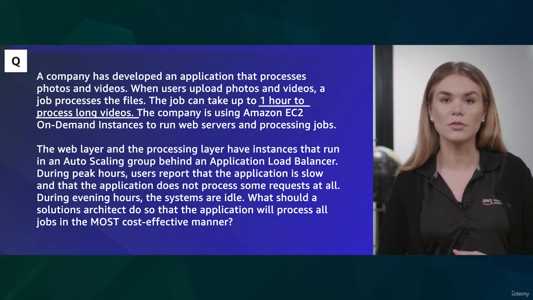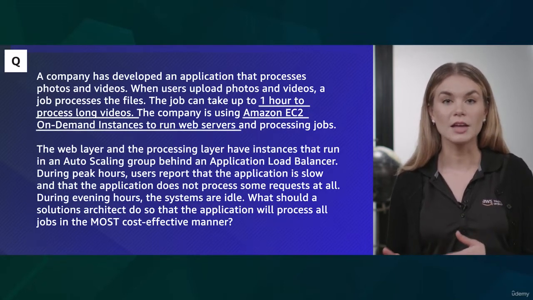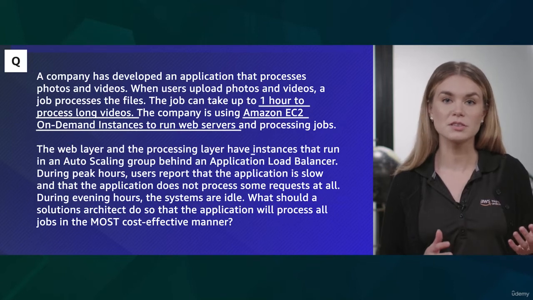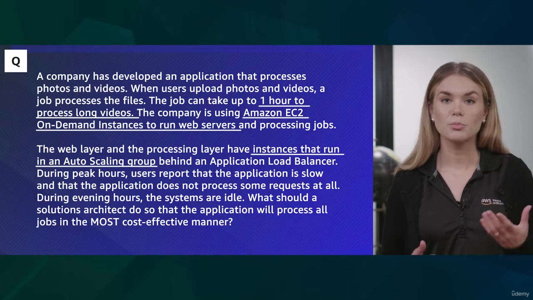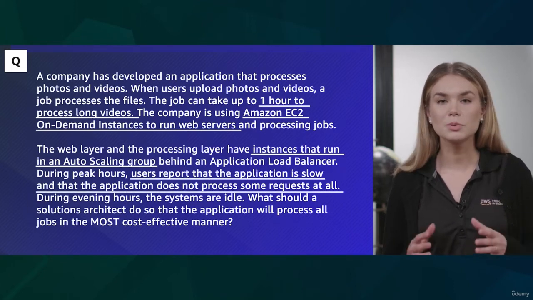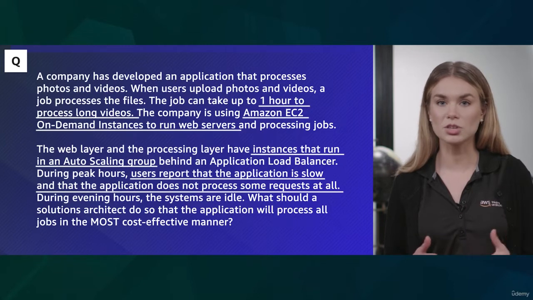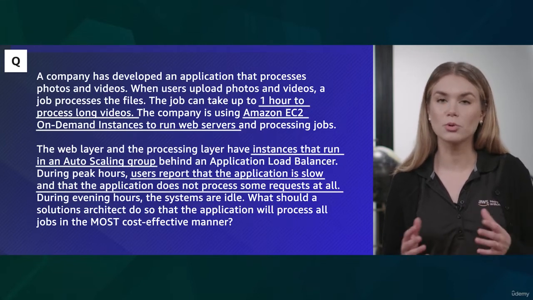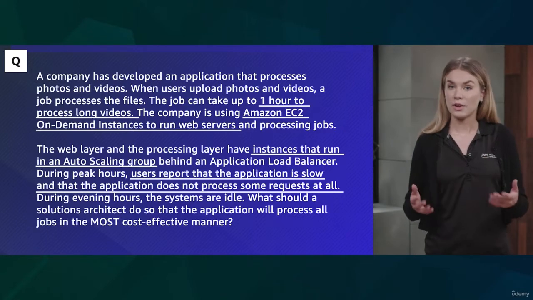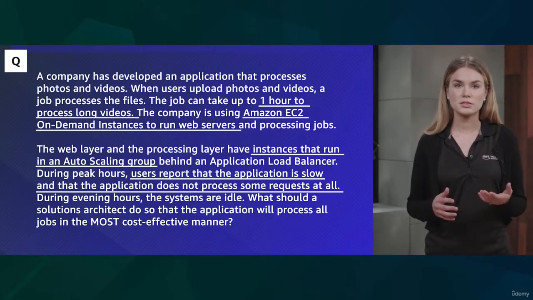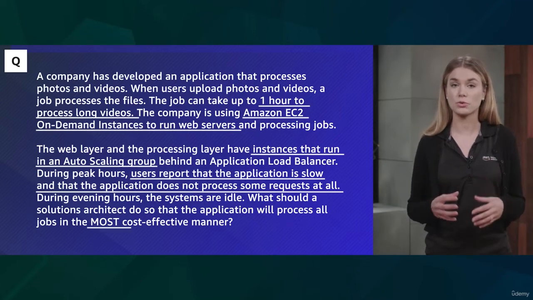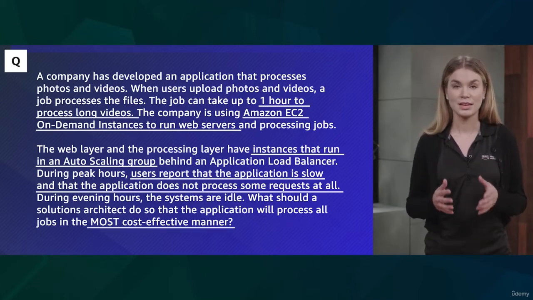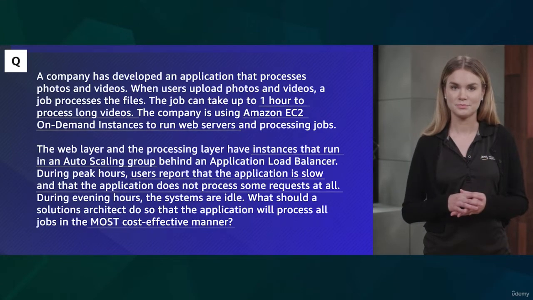Then it gives details on the current architecture, with the web servers using on-demand EC2 instances and the processing layer run on EC2 instances in an auto-scaling group. This is contextual information. Then, the problem statement you are solving for is during peak hours, the users report that the application is slow or at times does not process the job. Finally, when evaluating the answers, you want to see if the answer could solve the problem, but also keep in mind that the question is asking for the most cost-effective answer. Now, let's take a look at the responses.